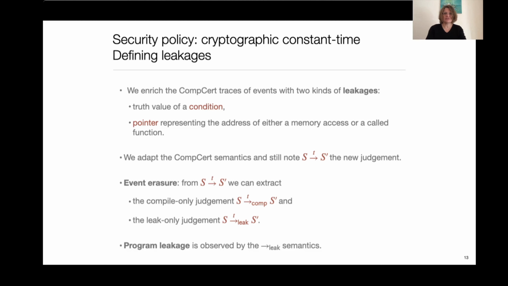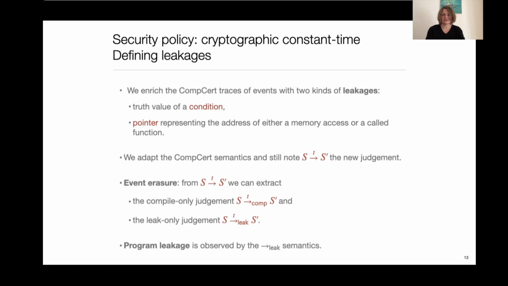So, let's see how we defined our security policy. We defined two new events observed by the CompCert semantics and modeling potential leakages of secret values. A leakage is either the truth value of a condition, or a pointer representing the address of memory access, that is a load or a store, or a called function. So we have these two new events.